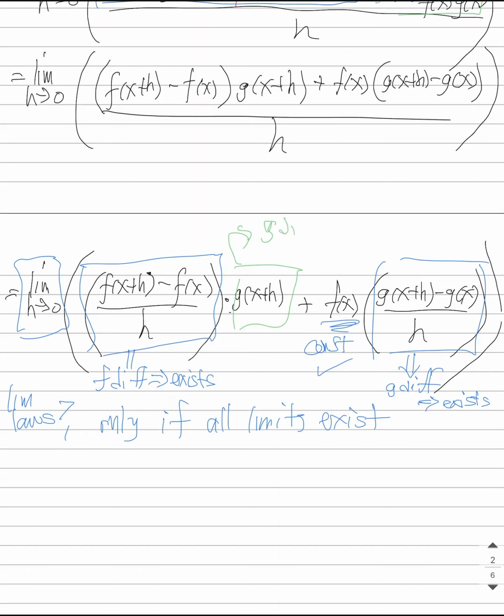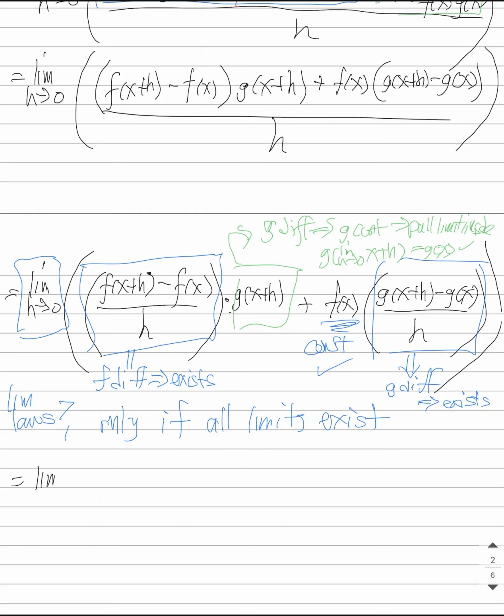Well, since g is differentiable, that means g must be continuous by the theorem. And because g is continuous by the theorem, I can pull the limit inside. And that means I would get g with the limit as h goes to 0 of x plus h. This thing would just be g of x, and that limit would exist. So it turns out that yes, all of these limits exist.